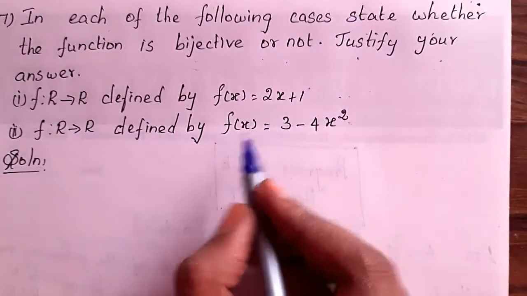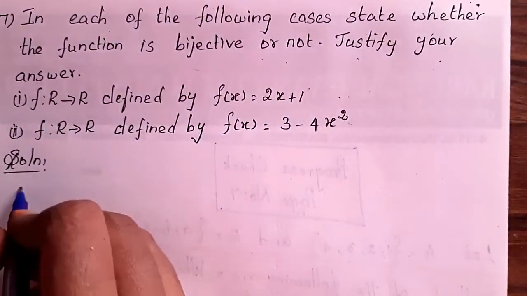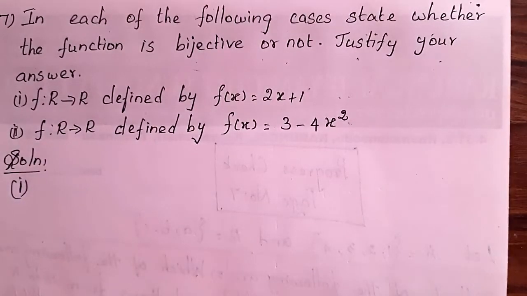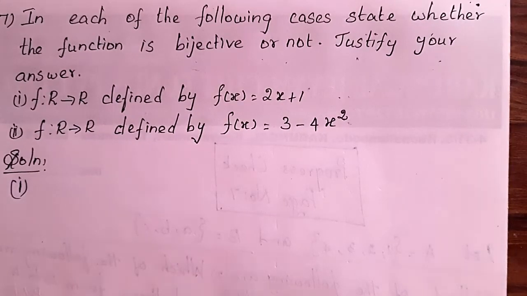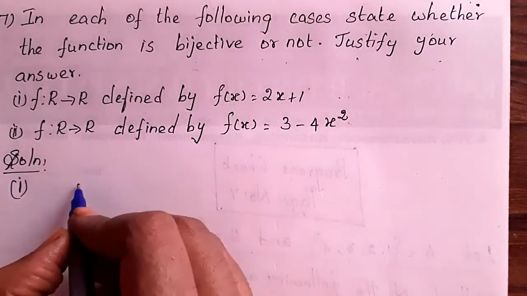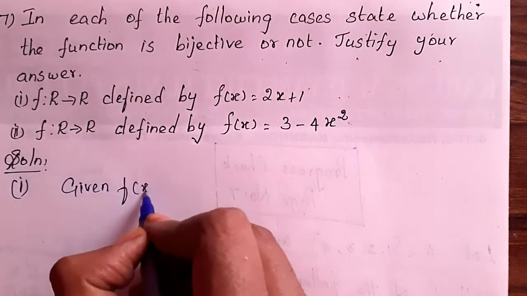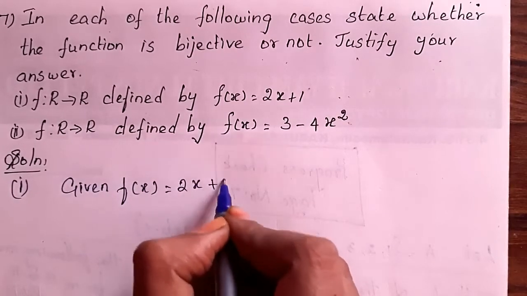We can do it one by one. First we take the first part. So what we are going to do, first we prove that it is 1-1. Next we find whether it is onto or not. If it is both 1-1 and onto, finally we can write that this function is a bijective function. So in 1, what is given? Given f of x equal to 2x plus 1.